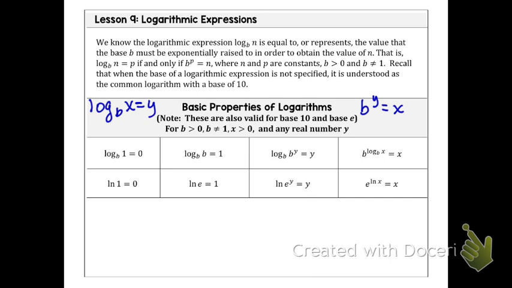All right, and also it tells us that if we don't have a b written there, so if I'm looking at the log form and b is not there, it just says log of x equals y, then it's understood that it's a common log, which means the base is 10. All right, so here we have some basic properties of logarithms. You can memorize these if you want to. You don't have to, because being able to switch between log and exponential form, like I have written here in blue, we can solve all of them. So you can read through these, but you don't have to memorize them.